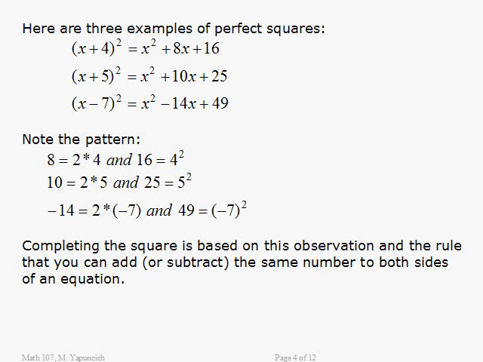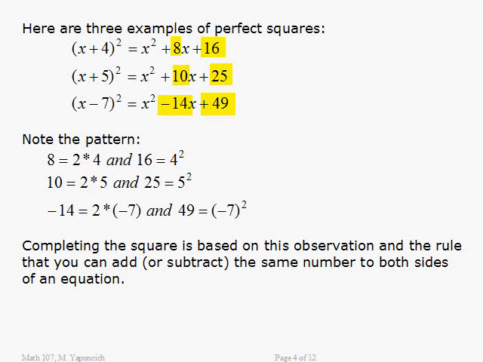Here are some examples of perfect squares, and from this we're going to find a pattern. X plus 4 squared becomes x squared plus 8x plus 16. X plus 5 squared is x squared plus 10x plus 25. And then for the minus 7, I have x squared minus 14x plus 49.